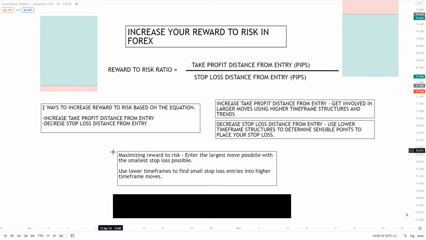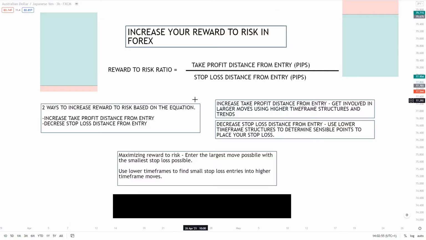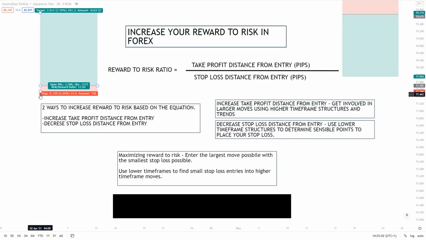So by getting involved in those big moves, you can manipulate the top part of this equation and you can have a large target. And by entering on the lower time frames, you can manipulate the bottom half of this equation by taking a small stop loss based on a structural point on the lower time frame.